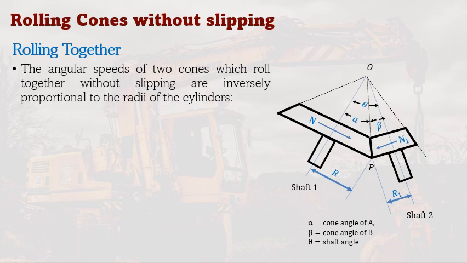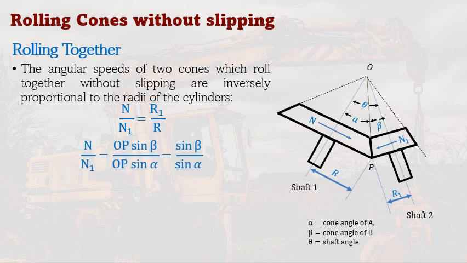For rolling cones without slipping, the angular speed of two cones which roll together without slipping would be inversely proportional to the radii of the cylinders. This is just the same as that of a rolling cylinder, if you can remember. If we examine the figure, we can see that R1 and R2 can be expressed in terms of sine beta and sine alpha respectively.